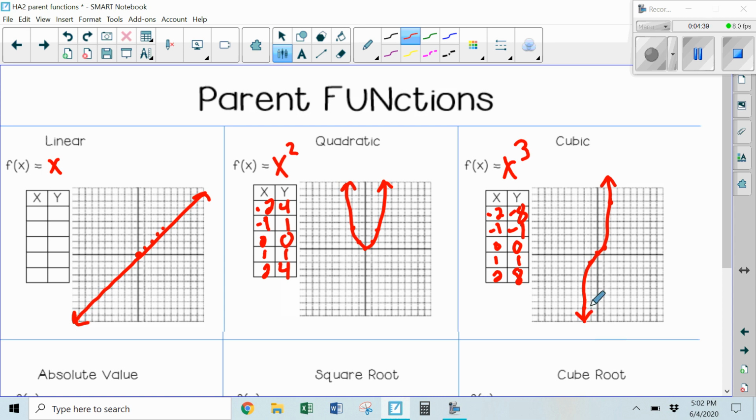Okay. So you should be able to do all of that without a calculator. The more you do it, the more you'll remember. When you hear cubic, you'll know that that's what it's going to look like.